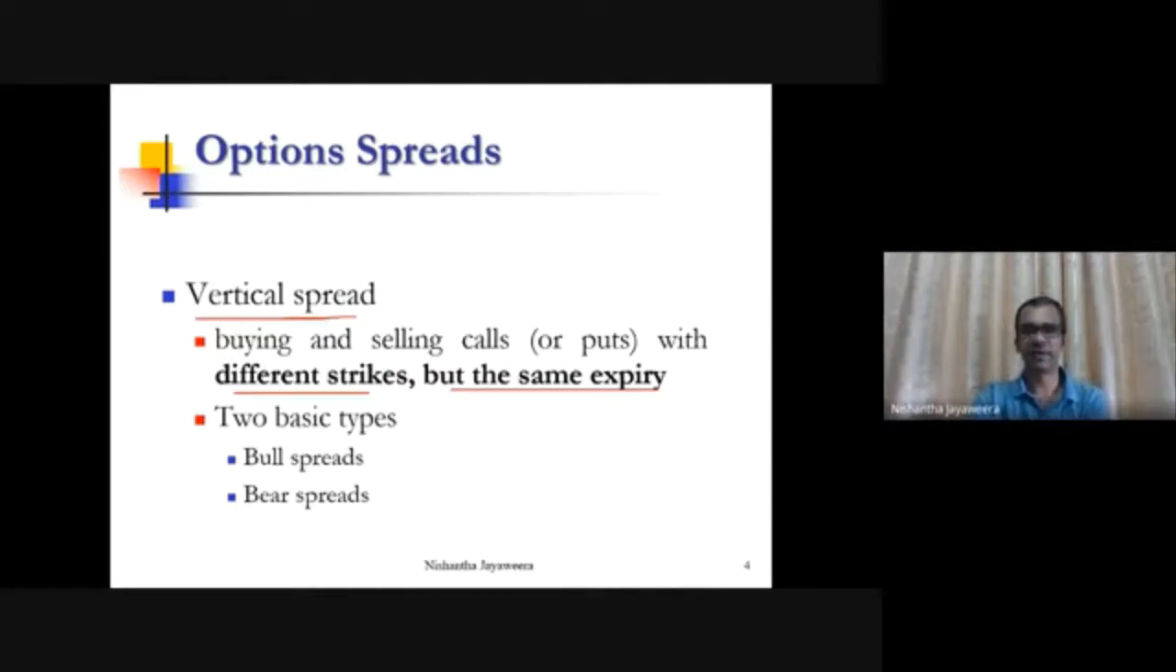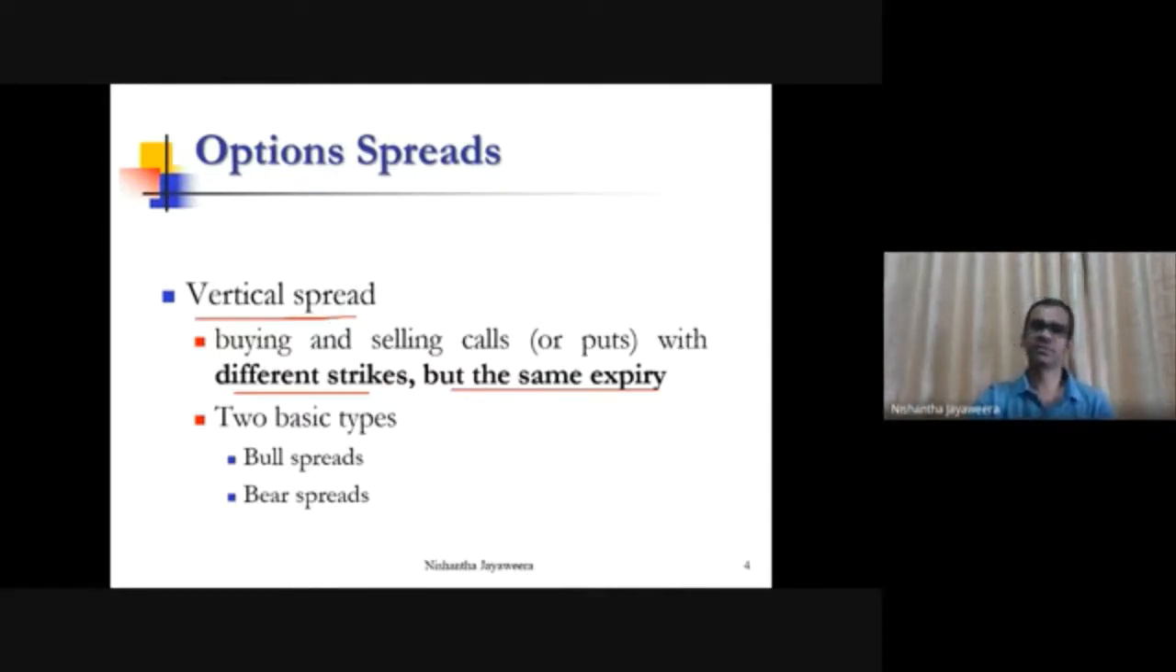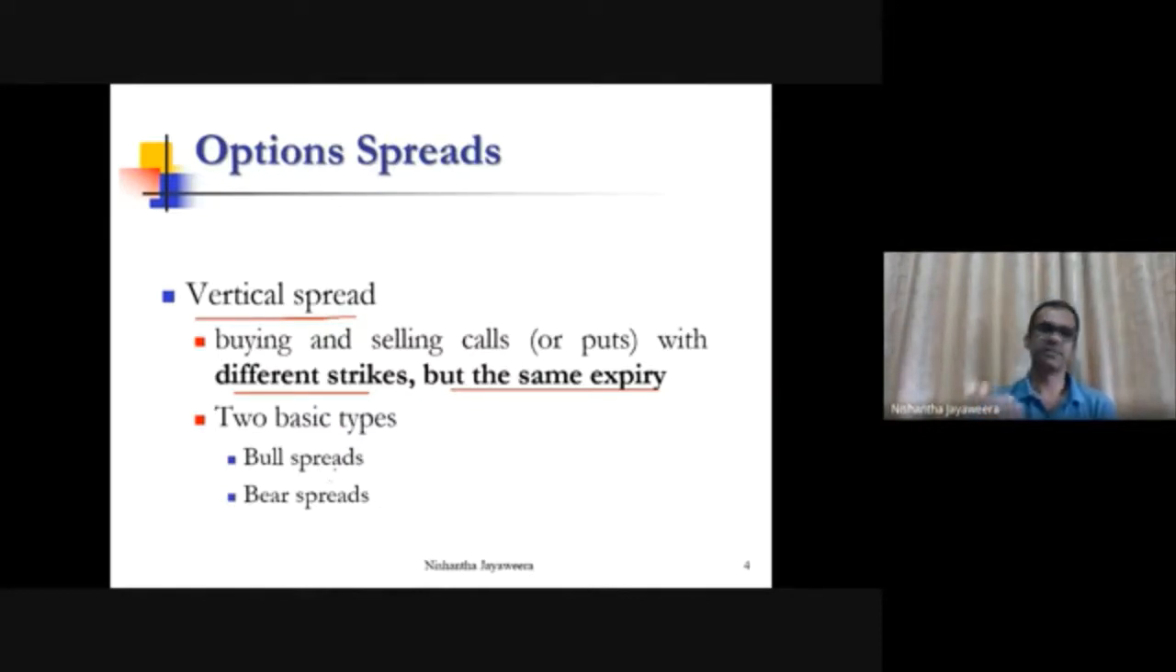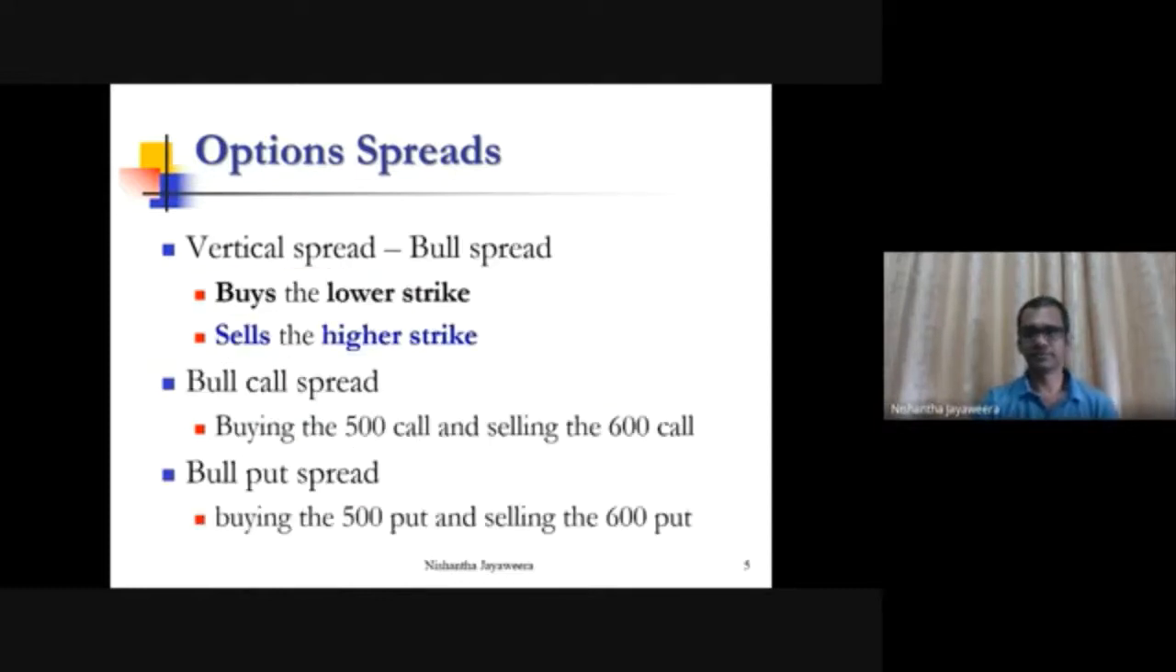When it says spread, it can be a collection of calls or a collection of puts, not a mix of calls and puts. So again, there are two basic types of vertical spreads: bull spreads and bear spreads. Bull spreads work when the market goes up, when you anticipate an uptrend. Bear spreads when you anticipate a downtrend. So what is a bull spread?